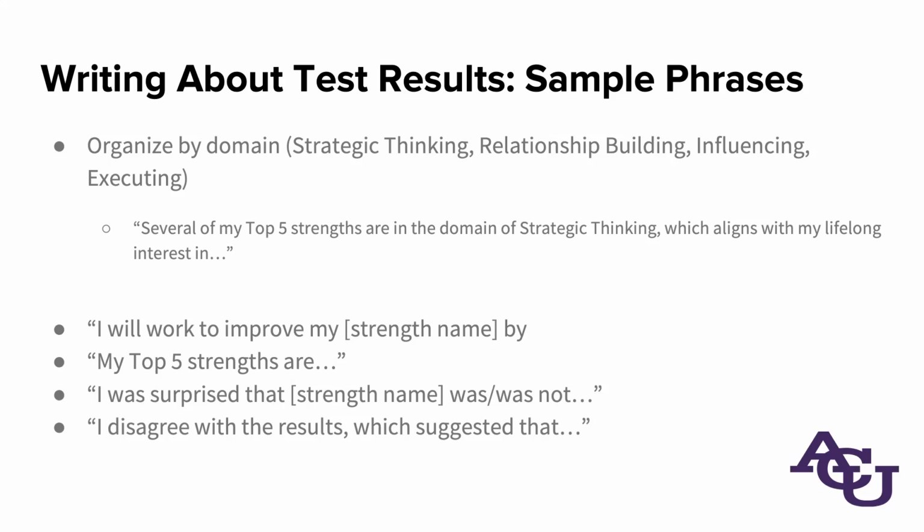You might also use a phrase like, "I plan to work to improve this strength here by doing such and such a thing." Or, "My top 5 strengths are these things." You'll almost certainly be using a sentence like that to list them out. Or, "I was surprised that this strength was or wasn't listed." And again, you can disagree with the results. Now, if you are stating an action that you have done, of course, it's appropriate to use an I statement because that's the most concise way of letting people know you did that.